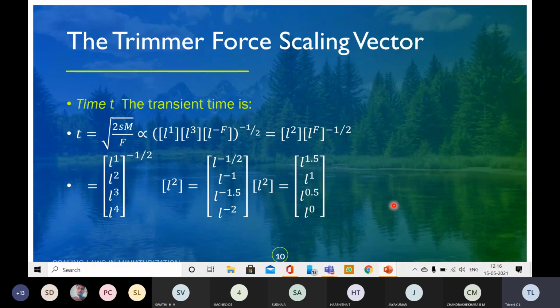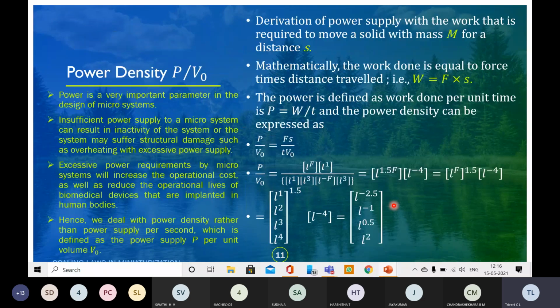Now let us go for the next parameter, that is nothing but power density, right? Let us take down power density. You can just have a glance on this one. We'll start discussing.